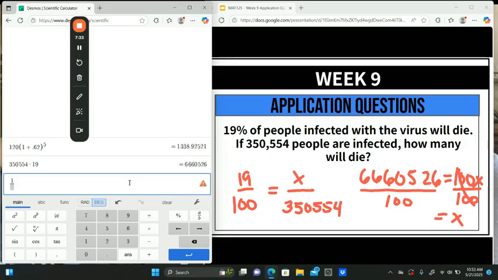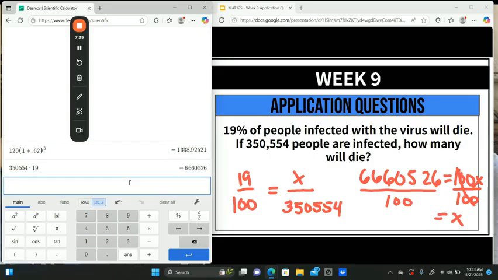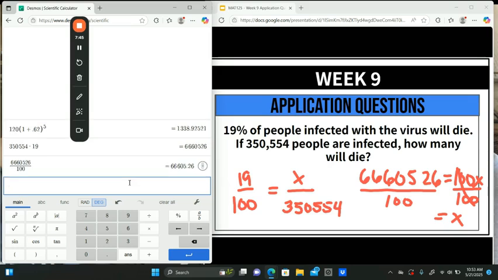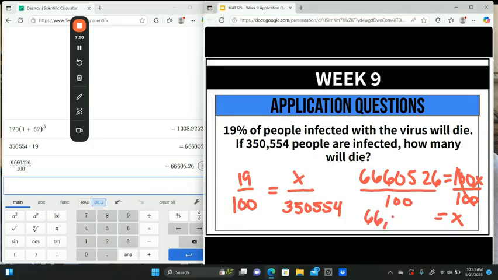again I'm going to use Desmos over here to help me. Divided by 100, it's going to give me 66,605.26. And again, we can round because they're asking for people to the nearest whole number. So it's going to be 66,605 people.